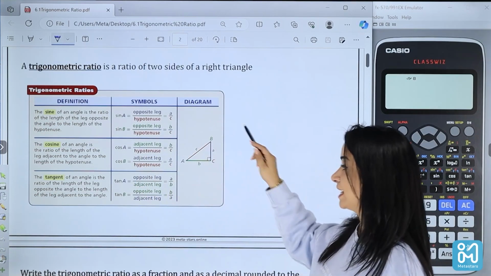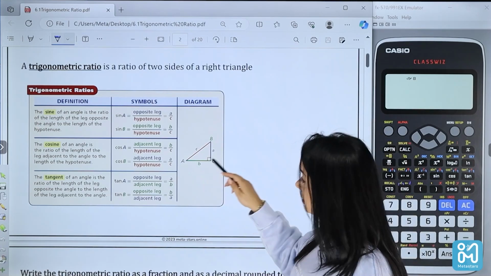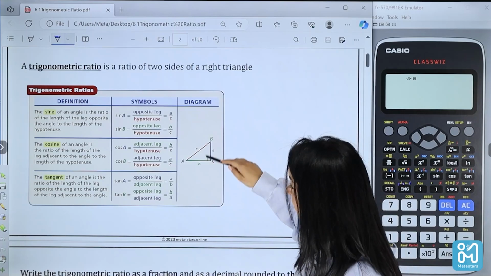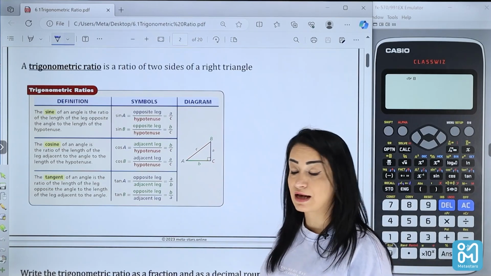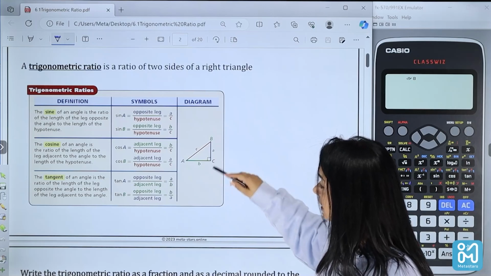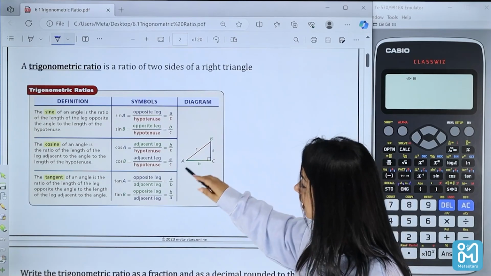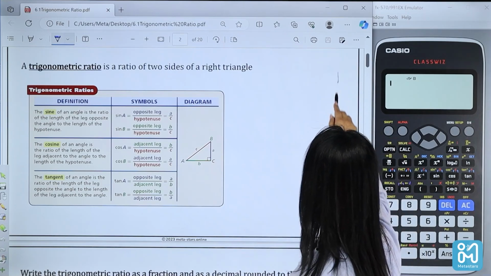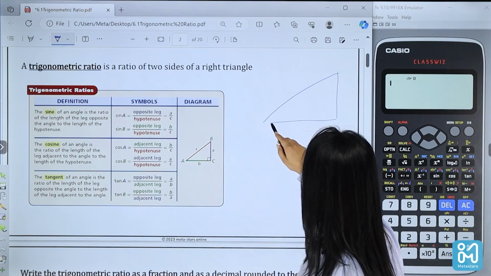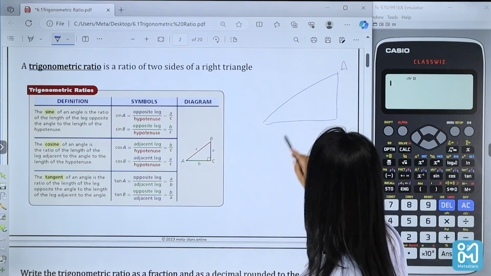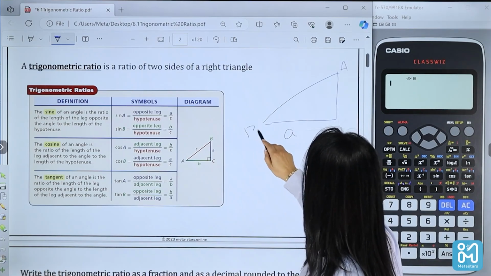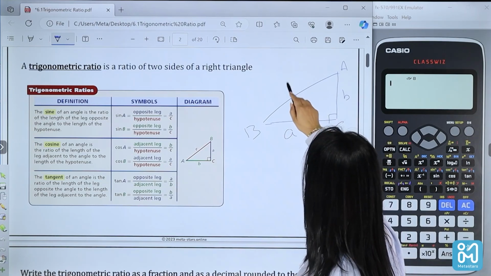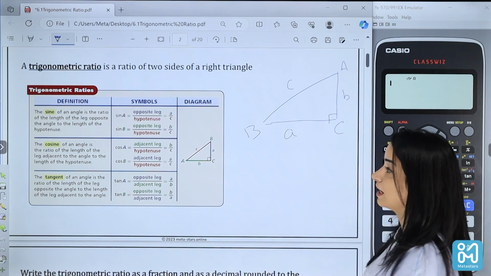So here, in the right triangle, if this is angle A, the opposite side is going to be side A. And this is angle B, the opposite side is going to be side B. And the right angle is C, so the opposite side, which is the hypotenuse, is going to be C. So, this is angle A, this is side A. If this is angle B, this will be side B. If this is angle C, the hypotenuse here is side C.